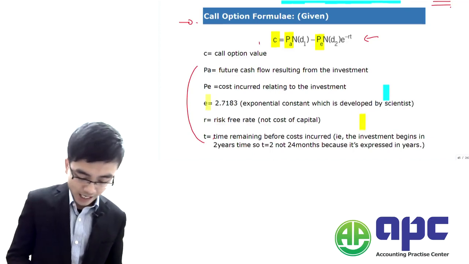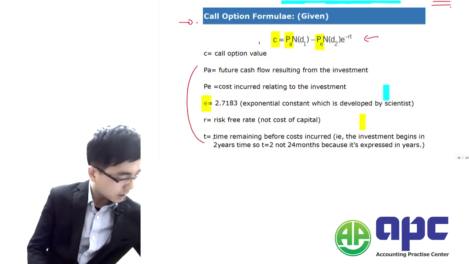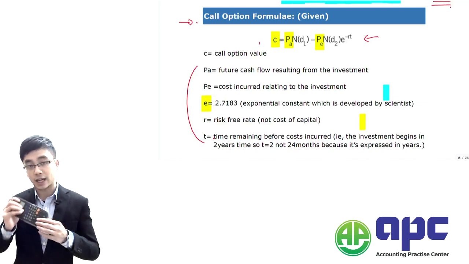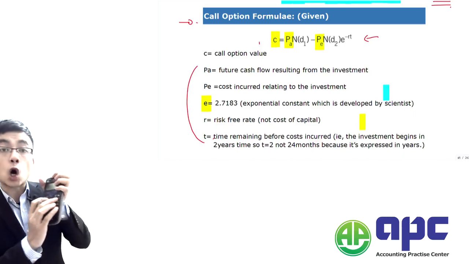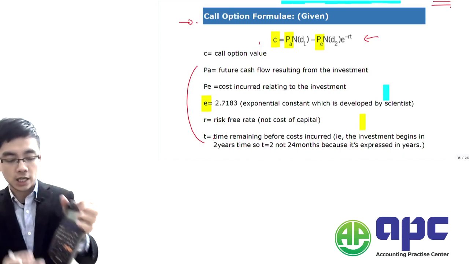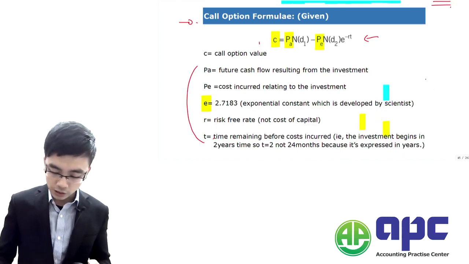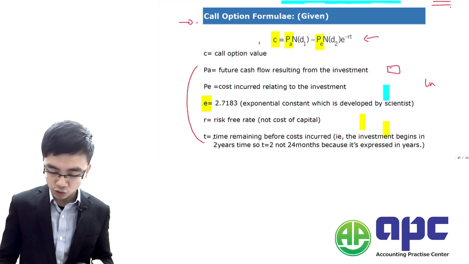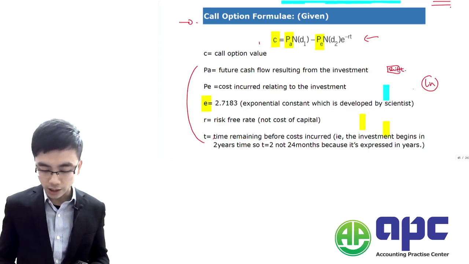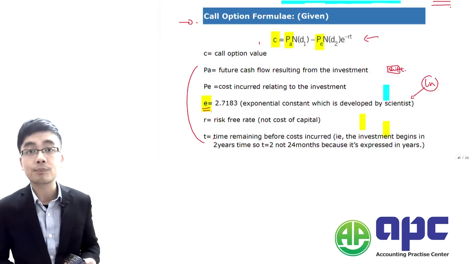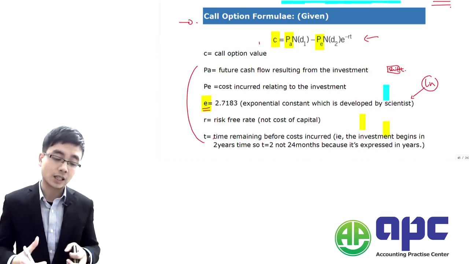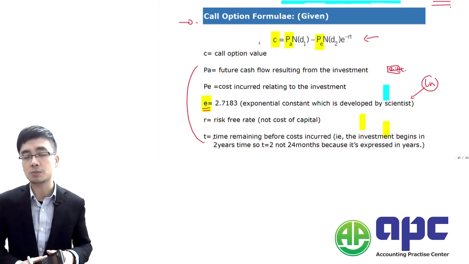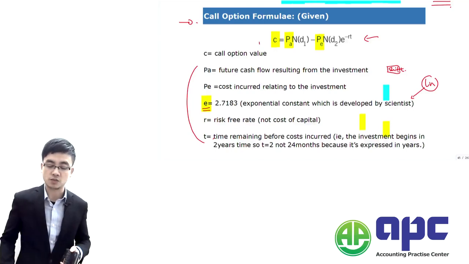And we've got the E as well. That's the reason why I asked you to bring that scientific calculator into the exam. Because if you see the log over here, you press the shift button and then you press the log, it will give you the E directly. So that's the reason why you have to bring that scientific calculator, because I can see that the Black-Scholes option pricing model comes up again and again in most of these examinations.